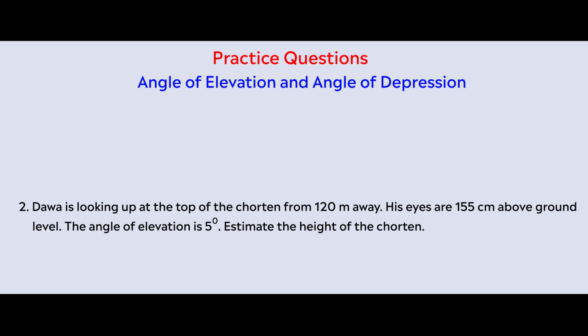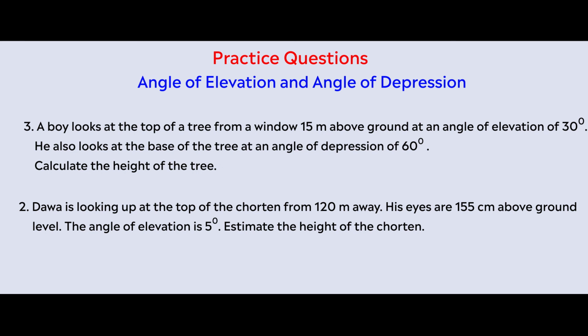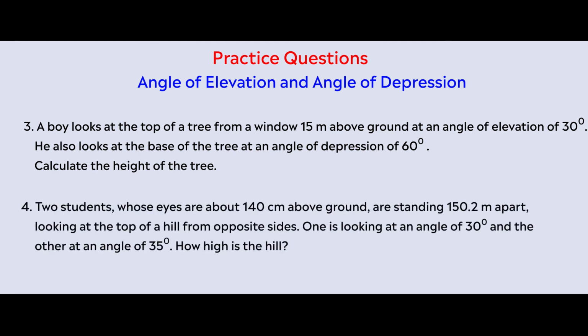And next, question number 3. A boy looks at the top of a tree from a window 15 meters above ground at an angle of elevation of 30 degrees. He also looks at the base of the tree at an angle of depression of 60 degrees. Calculate the height of the tree. And question number 4. Two students whose eyes are about 140 centimeters above ground are standing 150.2 meters apart, looking at the top of a hill from opposite sides. One is looking at an angle of 30 degrees and the other at an angle of 35 degrees. How high is the hill?